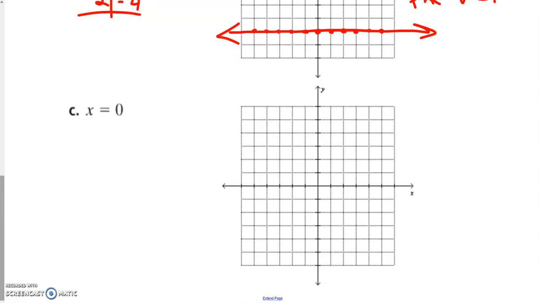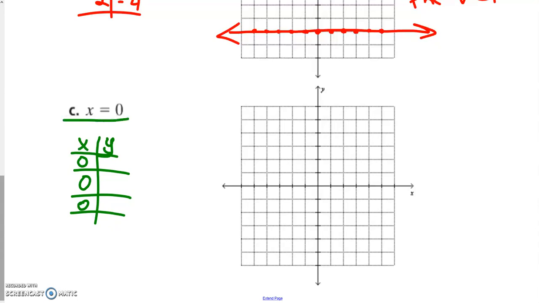All right, last one in this group. Again, read your equation carefully. It says x has to be 0. X has to be 0. Y, it doesn't tell me what y should be. I'm going to make y 0, 1, and 2.